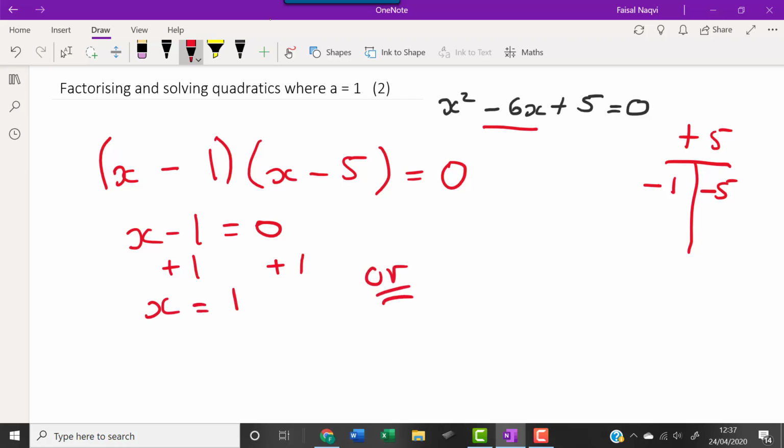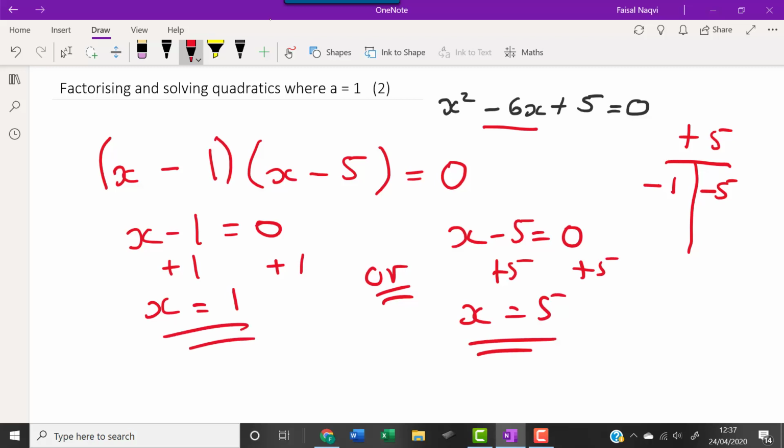Or I take my second bracket, x minus 5 equals 0. I want to get x on its own again, so I add 5 to both sides. That gives me x equals 5. Those are my two solutions to my quadratic.